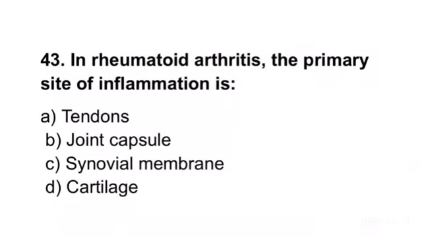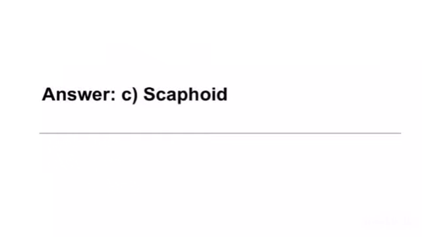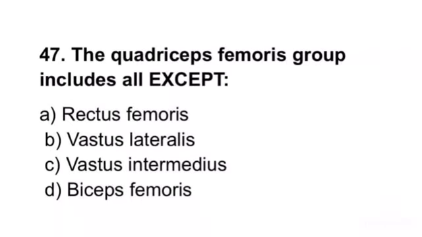46. The anatomical snuff box is located near which bone? A. Radius. B. Ulna. C. Scaphoid. D. Humerus. Answer, C. Scaphoid.